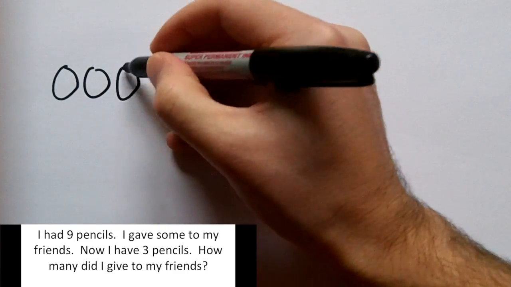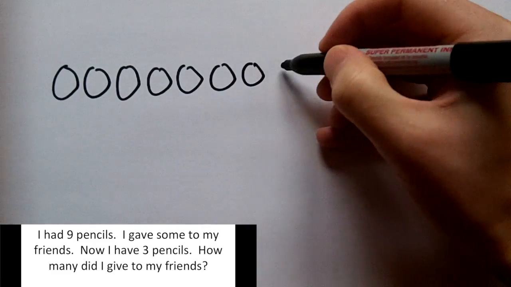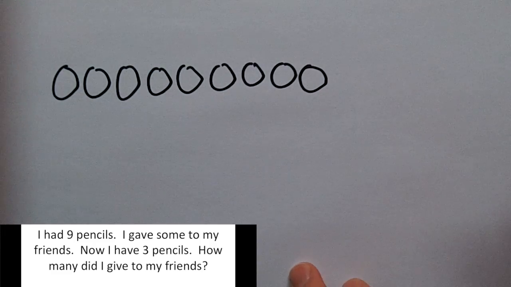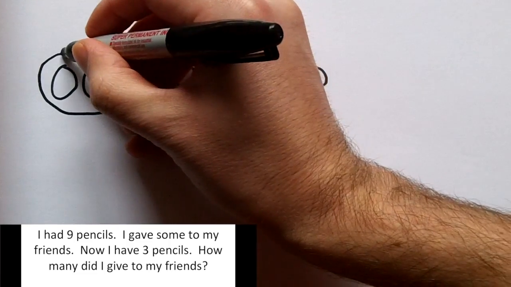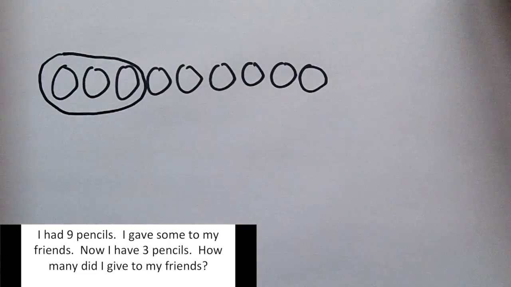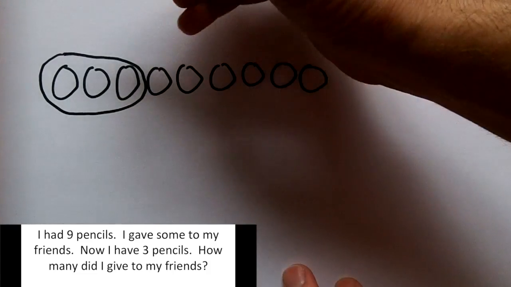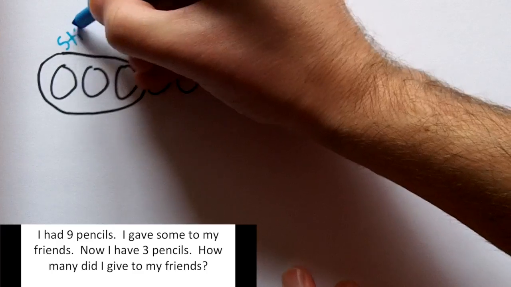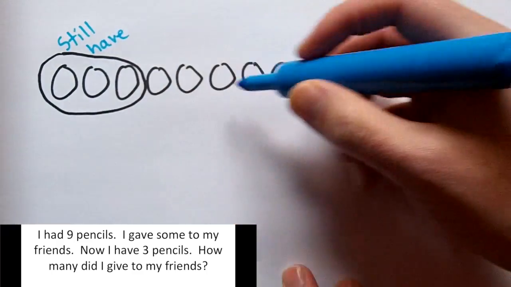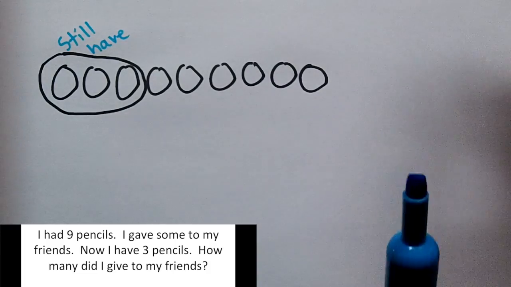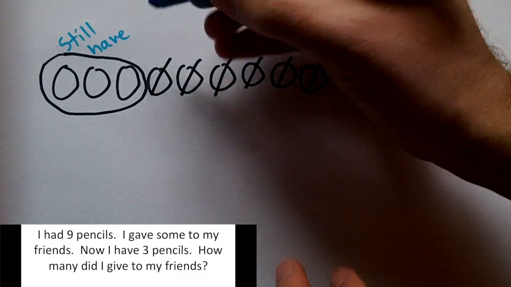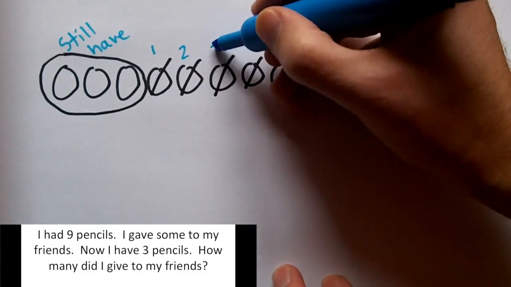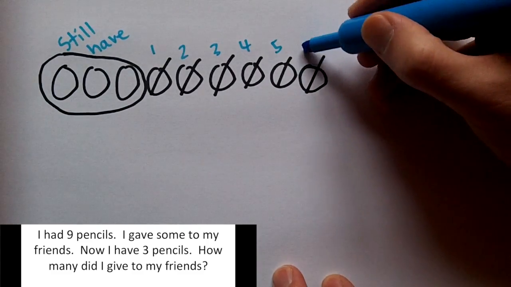Let's draw a picture. I have 9 pencils. I gave some to my friends. I can't show that yet, but I do know that now I have 3 pencils. So I'm going to circle that because those are the 3 pencils I have left. I'm going to label it. Those are the ones I still have. Which means the ones over here are the ones that I gave to my friends. So let's see, I gave 1, 2, 3, 4, 5, 6 to my friends.